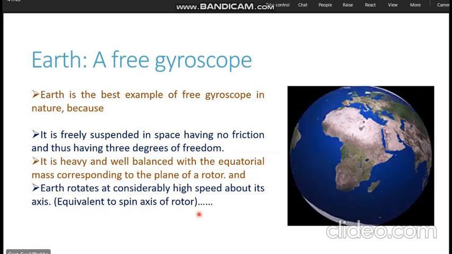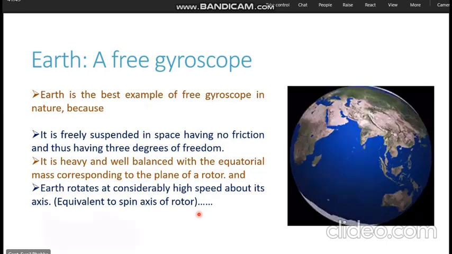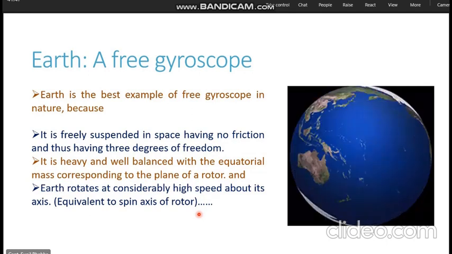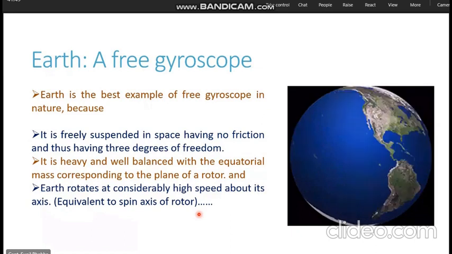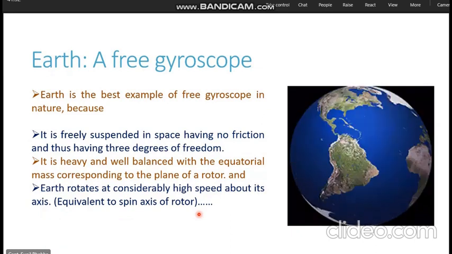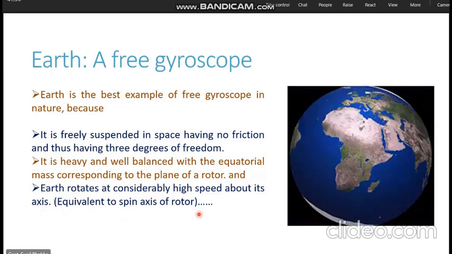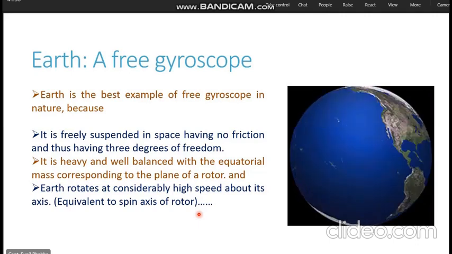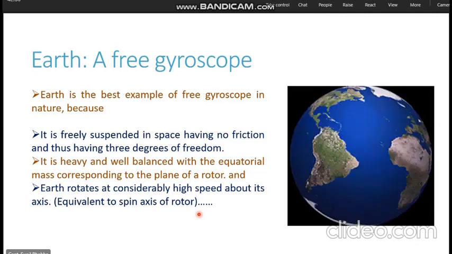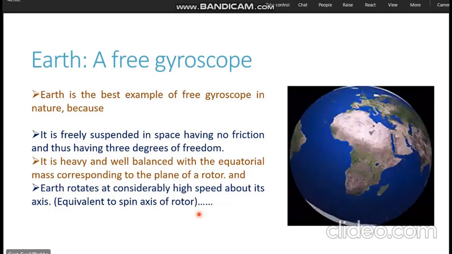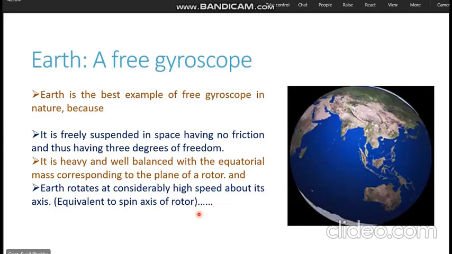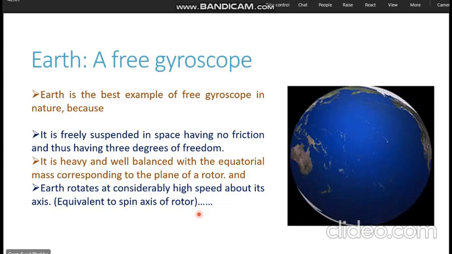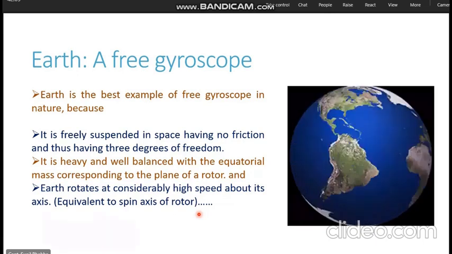Earth also rotates at a considerably high speed about its axis, which is equivalent to the spin axis of a rotor. The Earth rotates by 360 degrees in a period of 24 hours in one day, which converts to 15 degrees of motion in 1 hour. If you are at the equator, the Earth's rotation covers 15 degrees of longitude in 1 hour, and that converts to 900 miles per hour at the equator.